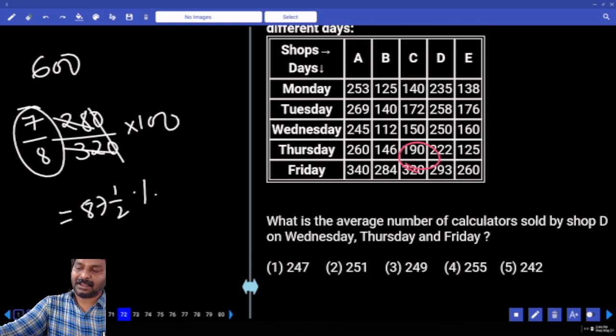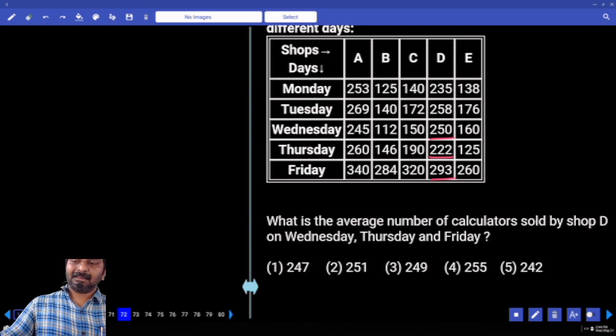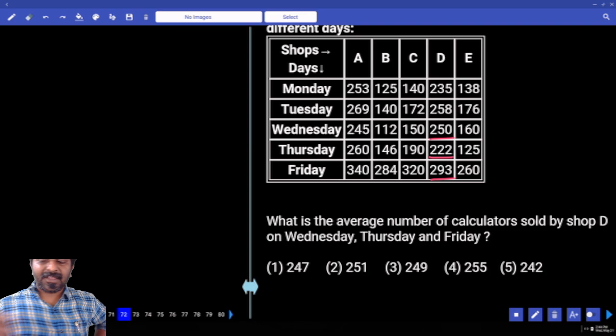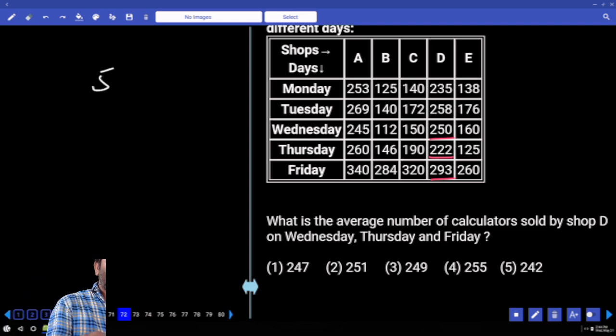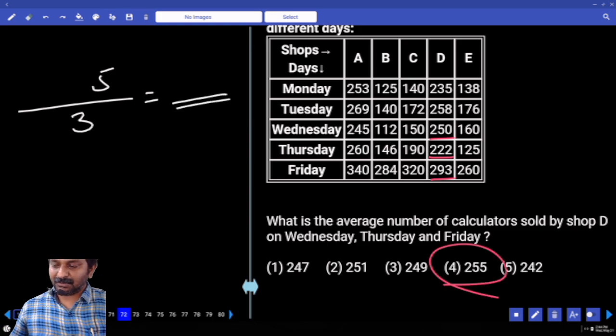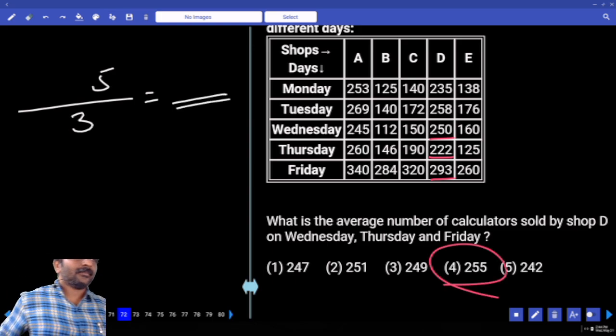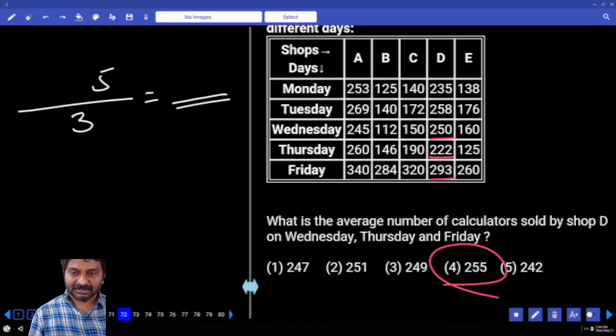What is the average number of calculators sold by shop D on Wednesday, Thursday, Friday? D, Wednesday, Thursday, Friday. We need to calculate average, right? Sum of those 3 numbers divided by 3. Last digit verification. Observe last digit. 0 plus 2 plus 3. Your numerator ends with 5. Denominator 3. Answer must be 5 multiple. Answer is a 5 multiple and there is only 1. Got it? We are not adding everything.